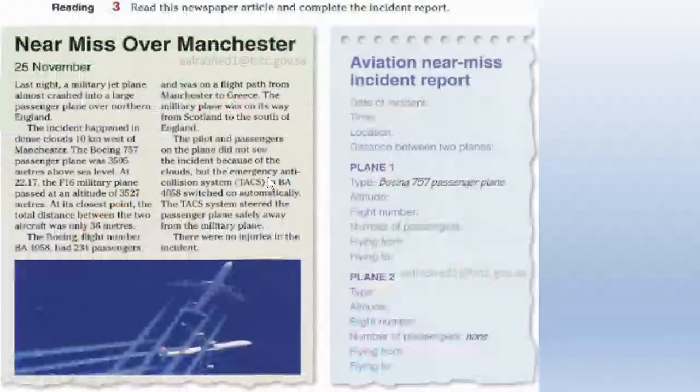Unit 10. Here we completed an incident report and we obtained the information from an article extracted from a newspaper. And we understood that in any report, you need to write some key information, such as the state, time, and providing the location as well as distance. Also providing specific information about the two airplanes or the two things that were responsible for this action or this incident.